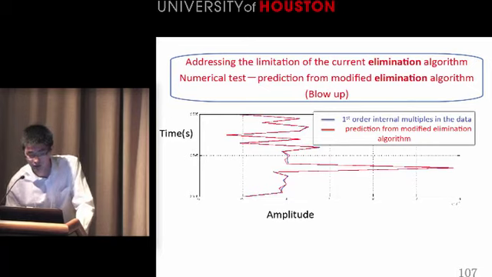This picture shows the prediction from the modified elimination algorithm, where we use B1 plus B3 as a new input for the elimination algorithm. We can see the amplitude is further improved.